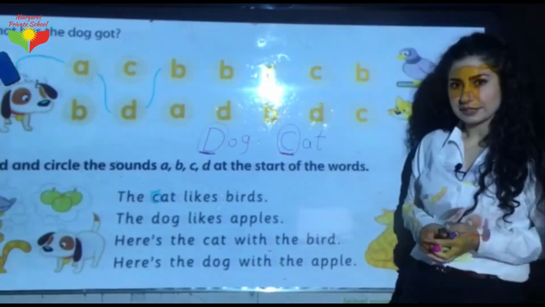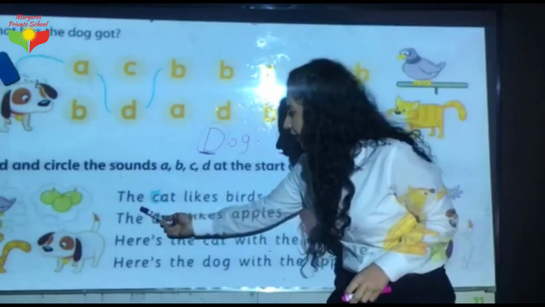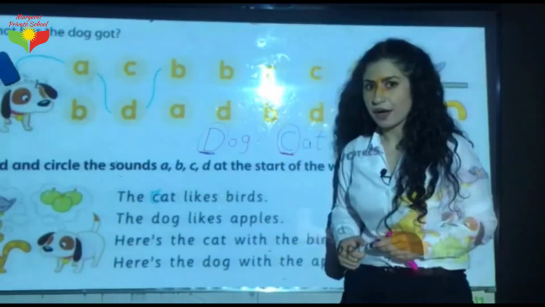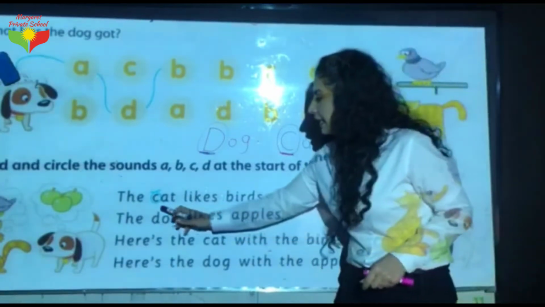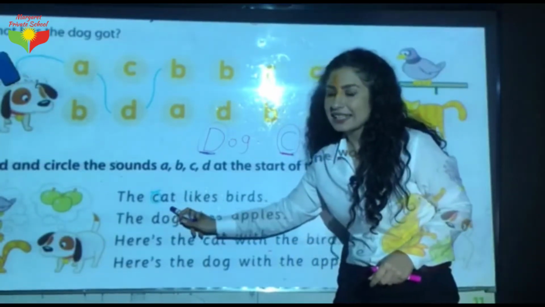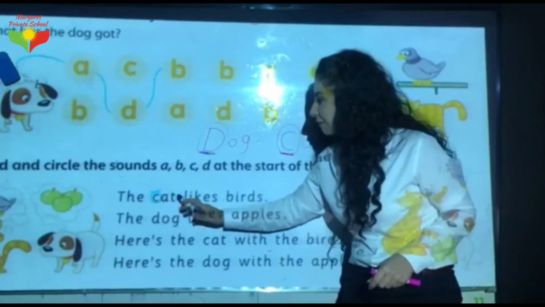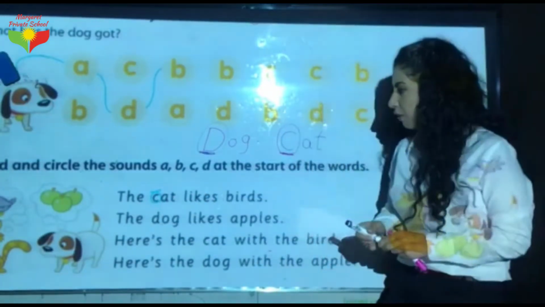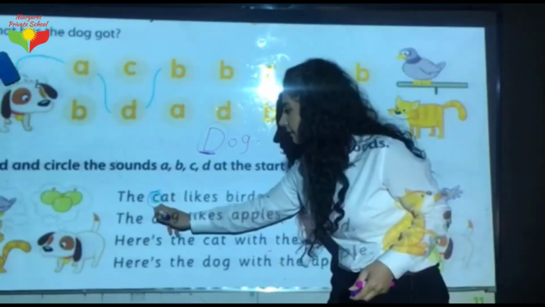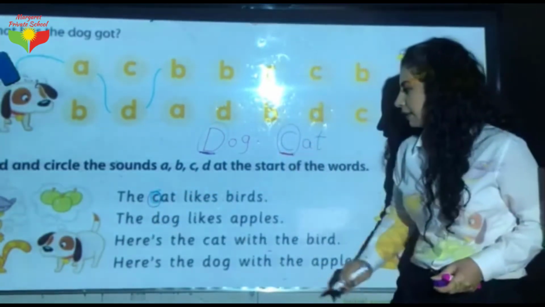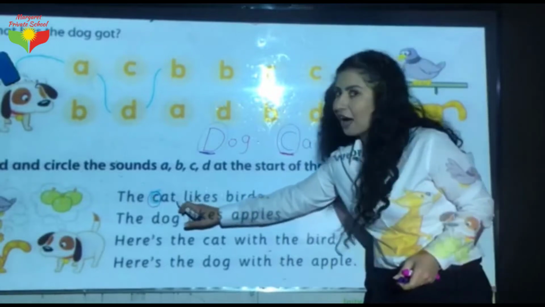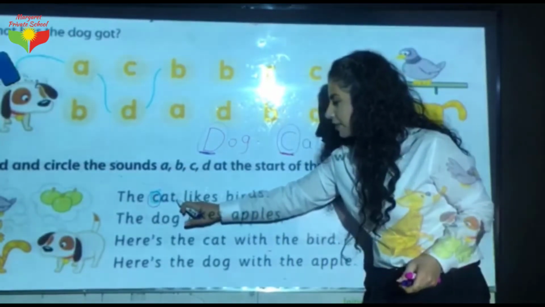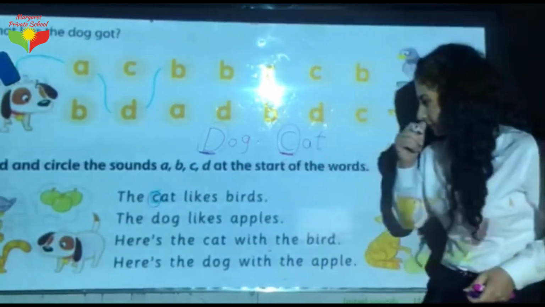Okay. Now let's read it. The. Do we have any of these letters? The. No, skip it. Cat. We have the sound of K at the start of the word, so we have to circle it. Okay. Likes. We don't have any of these letters here at the start of the word, so skip it.